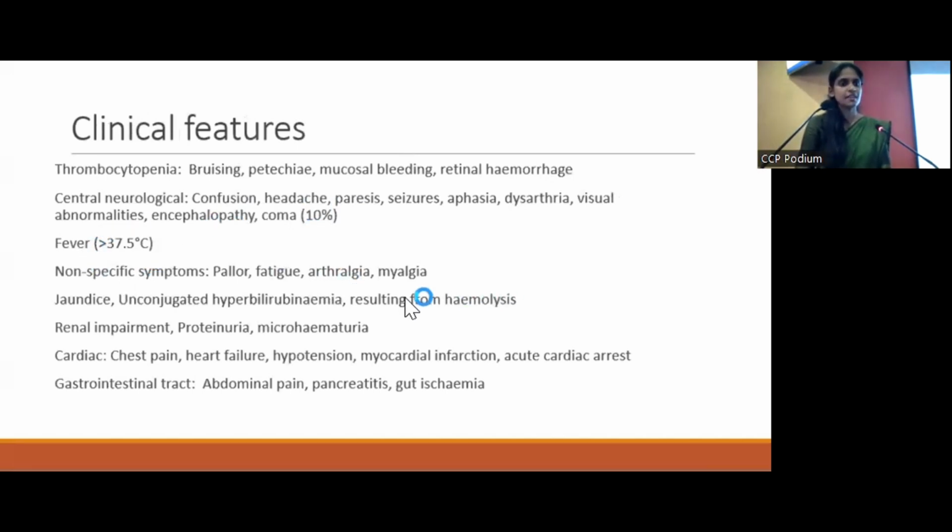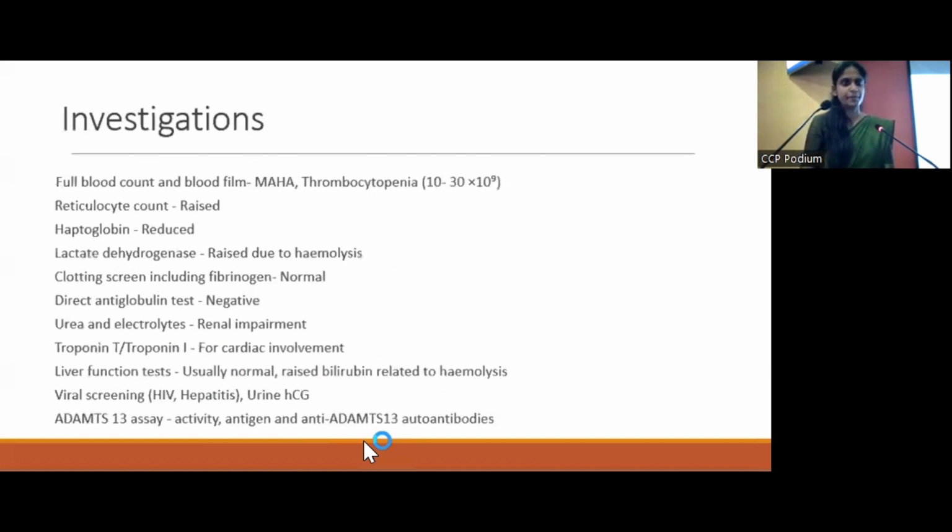Due to hemolysis, the patient can have jaundice and unconjugated hyperbilirubinemia, renal impairment, liver function abnormalities, and cardiac impairment like chest pain, myocardial infarction, cardiogenic shock, heart failure, and acute cardiac arrest can occur. Gastrointestinal symptoms would be abdominal pain, pancreatitis, or gut ischemia.